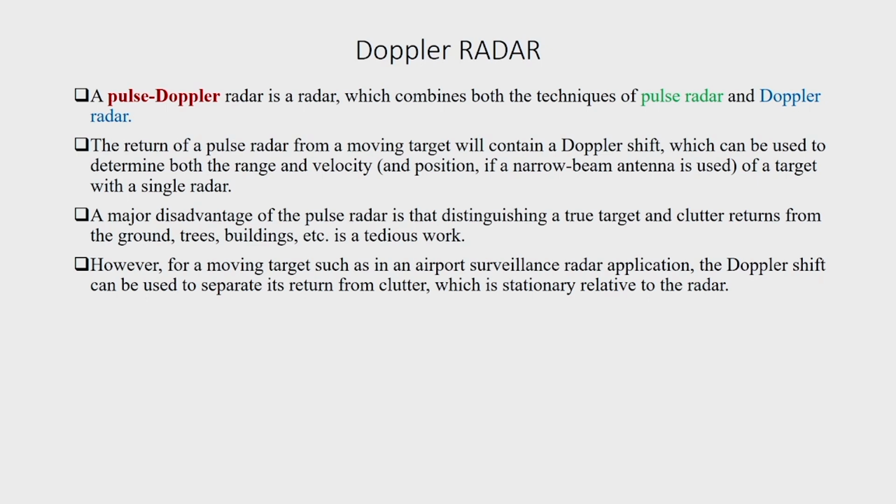So, if the targets are static, it is very difficult to identify the true target, but for a moving target, as in an airport surveillance radar application, the Doppler shift can be used to separate its return from clutter, which is stationary relative to the radar. So, when we have the background which is relatively stationary and the target which is moving at high speed, it is easy to detect the target.